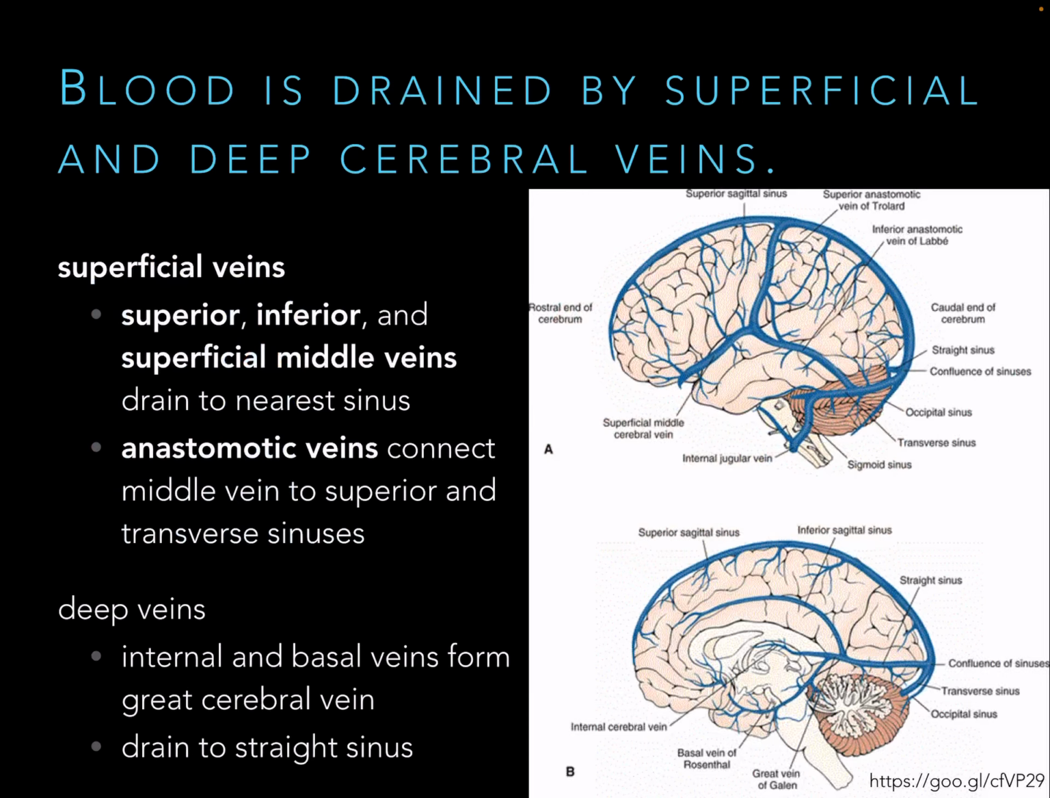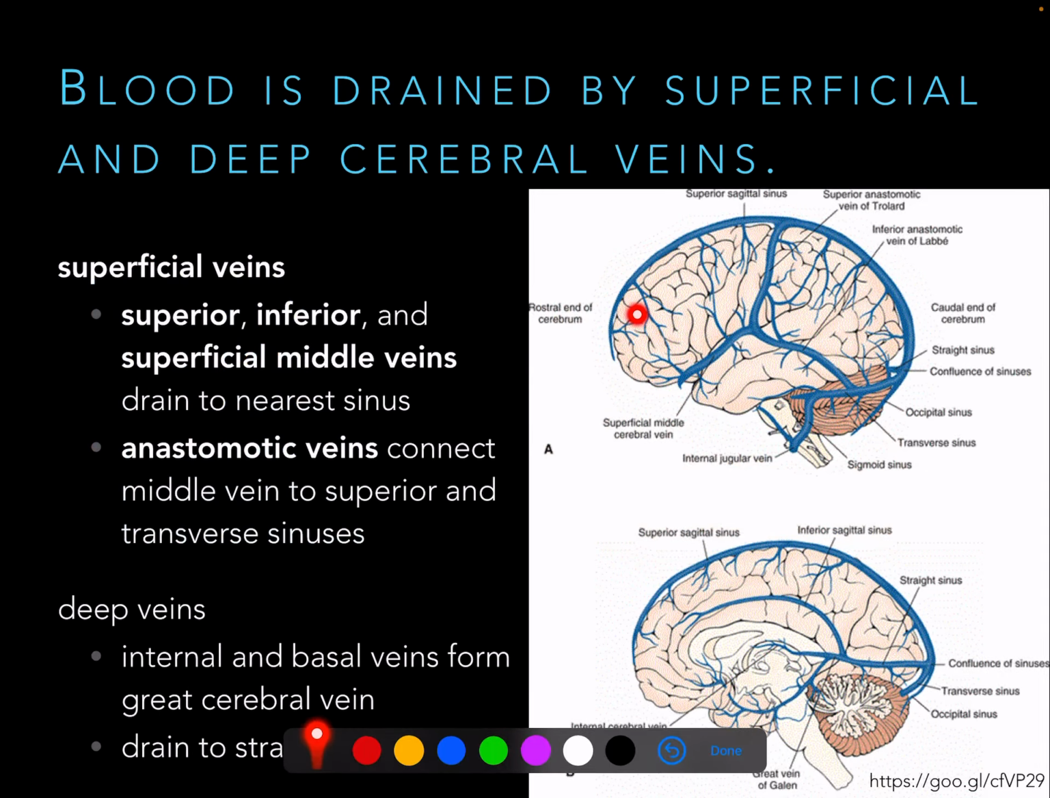So we bring blood in the arteries, and we'll drain them along the veins. There are, of course, superficial and deep veins, because we have both superficial and deep arteries. And the names make sense. Superior veins are going to drain the top of the brain. The superficial middle veins drain the middle of the brain, and then the inferior veins drain the lowest parts of the brain. And all of these veins drain into their nearest sinus.